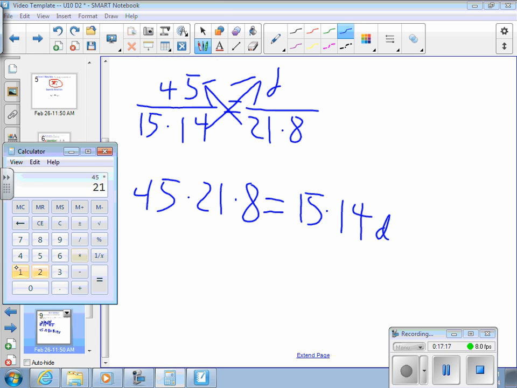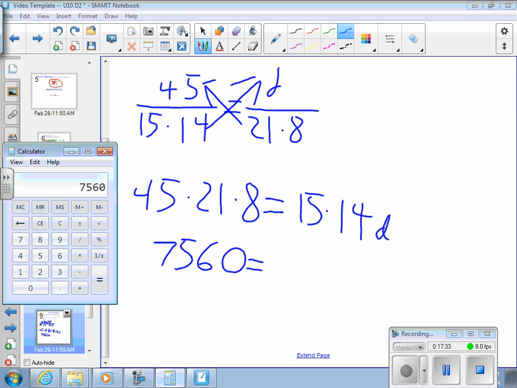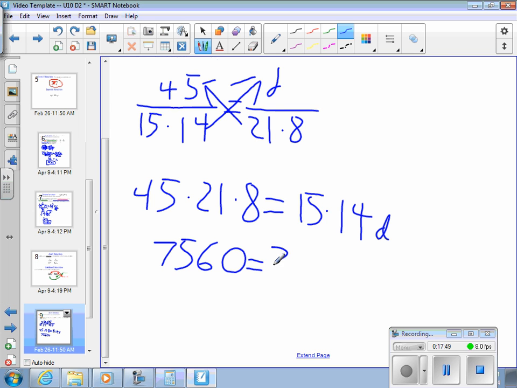Okay, so let's pull out that calculator and see what we get here. 45 times 21 times 8 equals 7560. And now let's take a look at the other side. So 14 times 15 equals 210. And yes, I did them in reverse order. Order doesn't matter in multiplication. Gives me the same answer, 210 D.